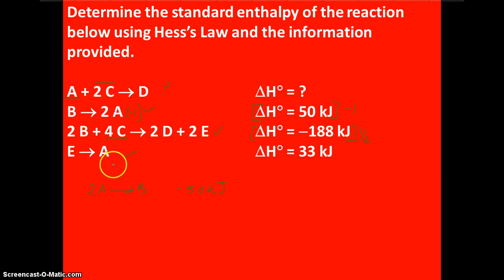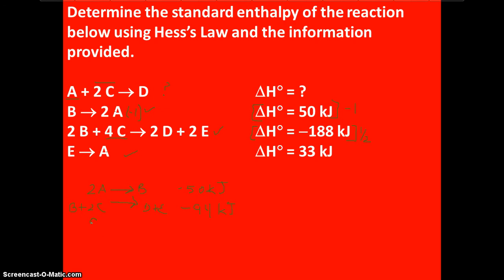Next, we said this reaction was twice too big. We want to half it. So really what we've got going on is B plus 2C becomes D plus E. And when we do that, it's not negative 188 because I only want half of that. It's going to be negative 94 kilojoules. So the reaction's not going to release as much energy as we thought.